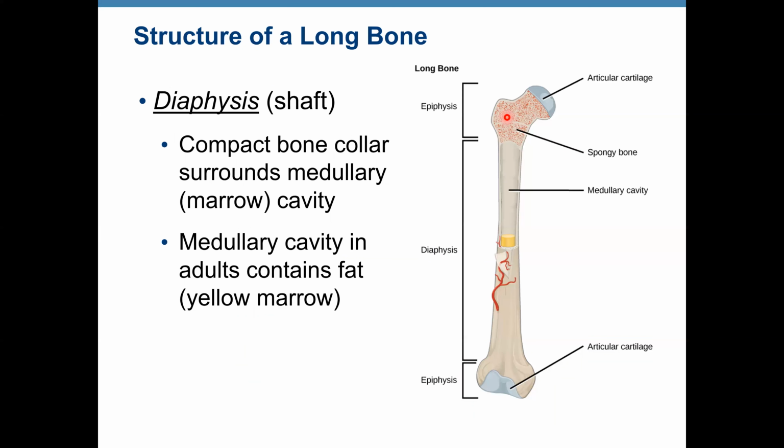Now we're going to look at the structure of a typical long bone. So a long bone has a shaft that is called diaphysis, and two ends, they are called epiphyses. So we have proximal epiphysis, distal epiphysis, and diaphysis in between. The diaphysis is made of a compact bone collar that surrounds the medullary or marrow cavity. The medullary cavity in adults contains yellow marrow, right? So that's where we store triglycerides.